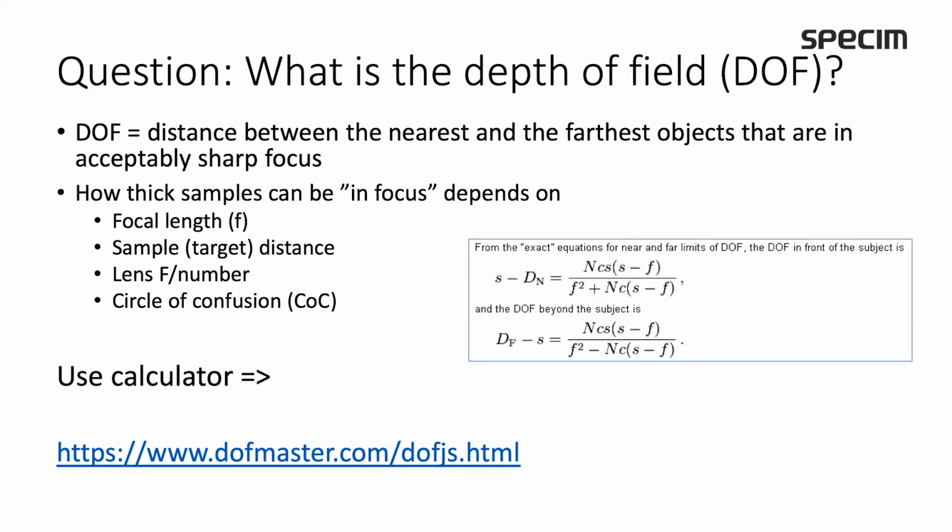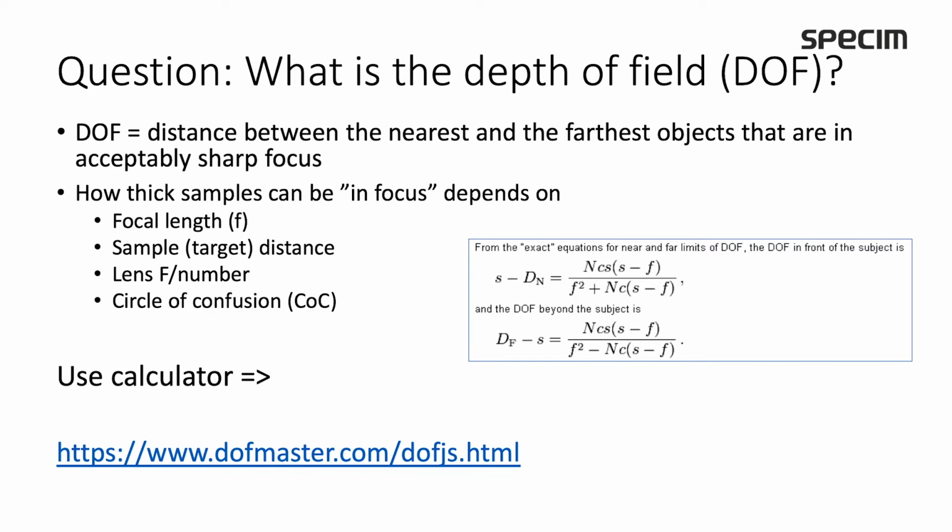In industrial applications, the sample thicknesses may vary, so we may have different thicknesses which we should be able to classify and sort. We are talking about depth of field. That's the distance between the nearest and farthest object that are still in acceptable focus.